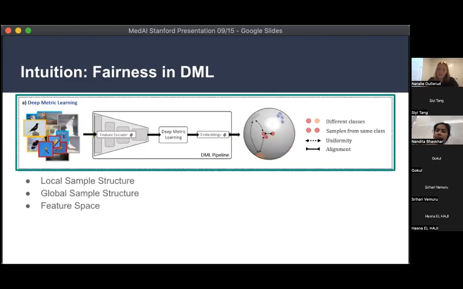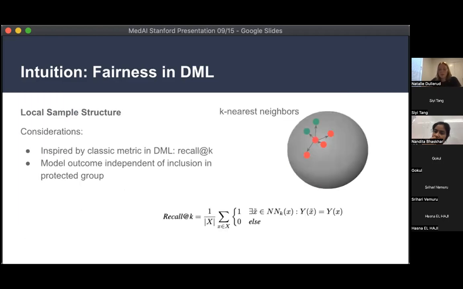So to define fairness in DML spaces, we follow previous classification literature, which understands fairness as subpopulation gaps over standard performance metrics, but we adapt these previous ideas for deep metric learning. And so we construct three fairness definitions that correspond to three salient aspects of the embedding space: local sample structure, global sample structure, and feature space characterization. Essentially, we understand local structure through the similarities between a point and its k nearest neighbors. And this corresponds to a standard performance metric in deep metric learning, which is recall at k. And recall at k measures the pseudo classification of a data point at a local level.